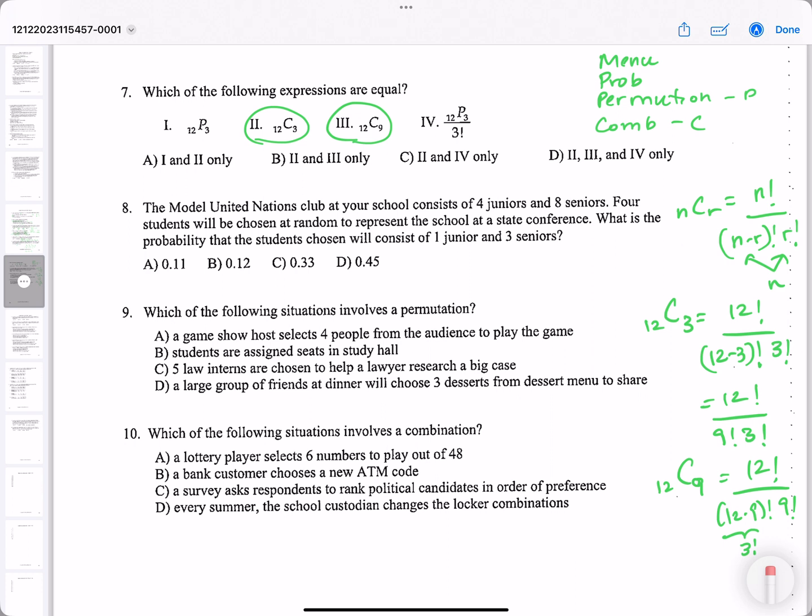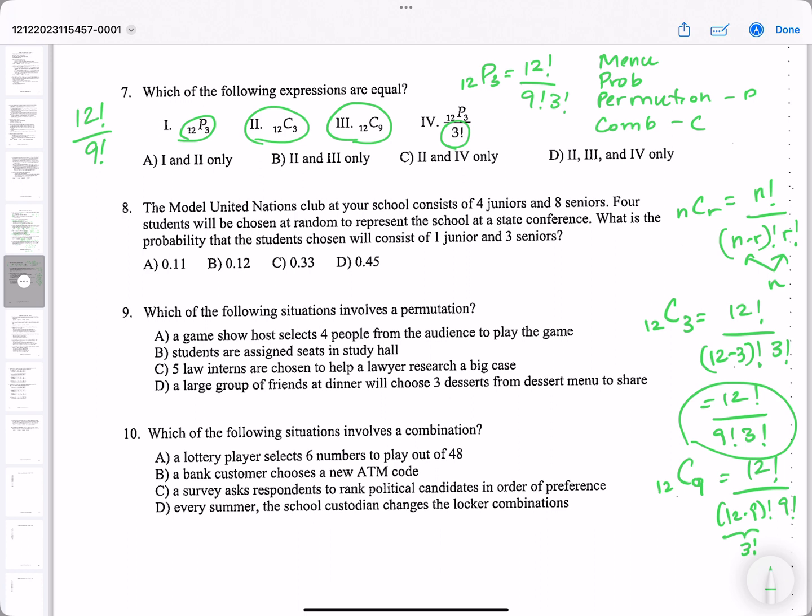But then let's look at the other ones. This here, 12P3, is equal to 12 factorial over 9 factorial. Well, then it's over another 3 factorial, and we're back to what we just got over here. So this one is also identical. This one here is 12 factorial over 9 factorial, and so it's not quite the same.